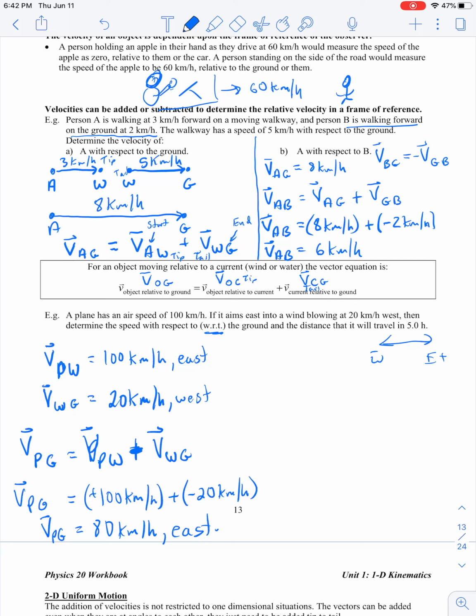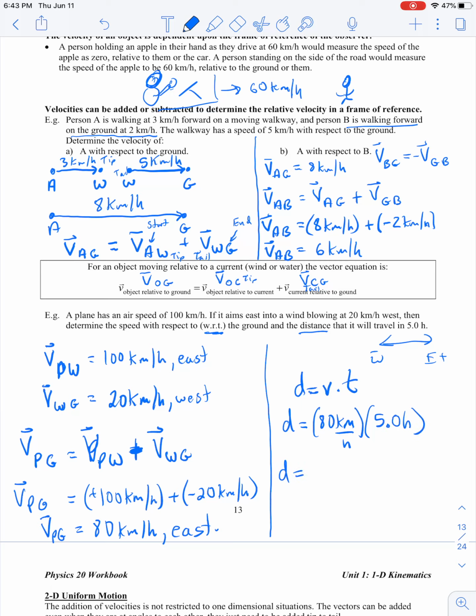So the next part of this question asks us to get the distance that it'll travel in 5 hours. When we talk about this distance, we're talking about the distance relative to the ground. And so to answer this question, all we have to do is realize that this is a constant velocity scenario, and distance in a constant velocity scenario is just d is equal to vt. So all we have to do is take the 80 kilometers per hour, which is east, and multiply that by a time of 5 hours.